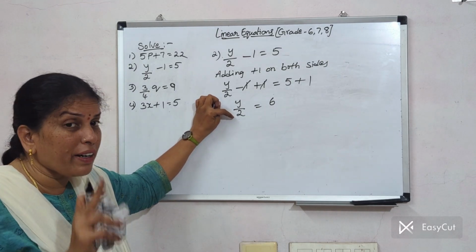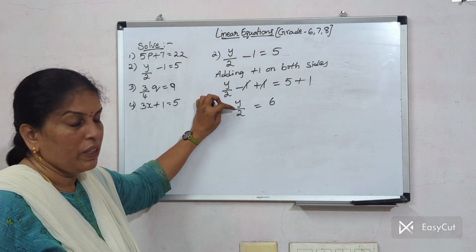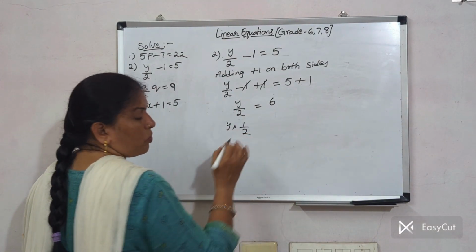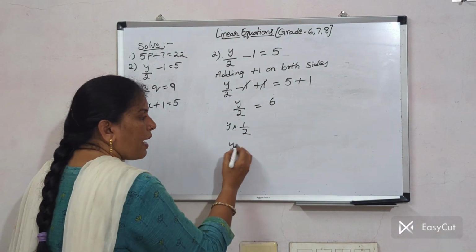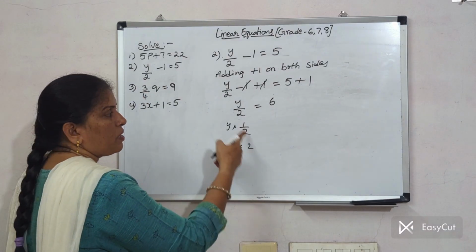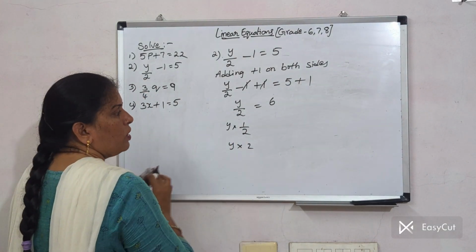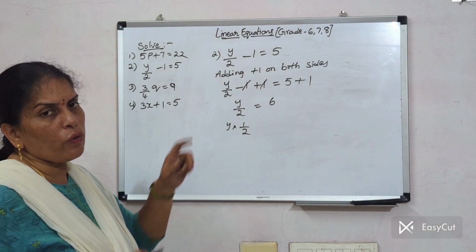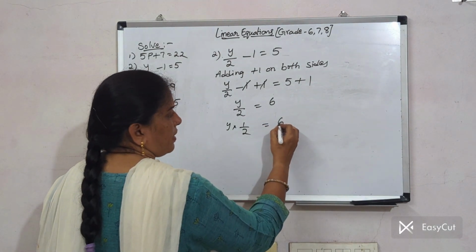In the denominator 2 is there, not into 2. You can write y by 2 as y into 1 by 2, not into 2. If you write into 2, it becomes 2y. It is not 2y, it is y by 2. So numerator 1 only will be there. y into 1 by 2 is equal to 6.